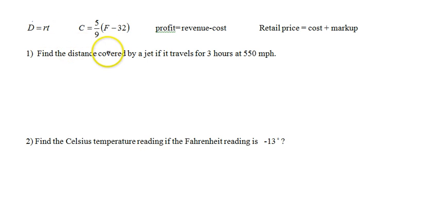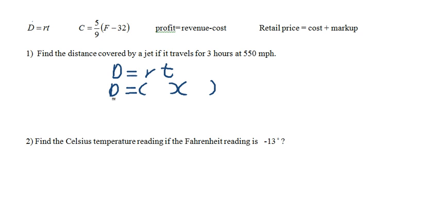Find the distance covered by a jet if it travels for 3 hours at 550 miles per hour. That's a uniform motion problem. So you want to write the formula. D equals RT. And we're just using the formula. So the 2 variables on the other side, that's what we're going to substitute.